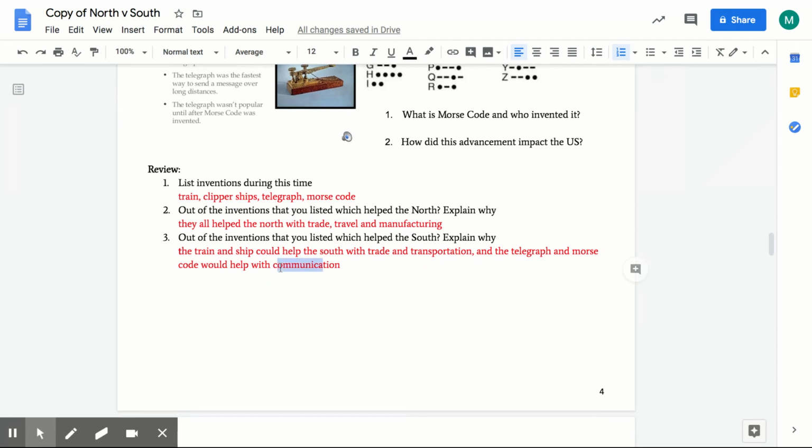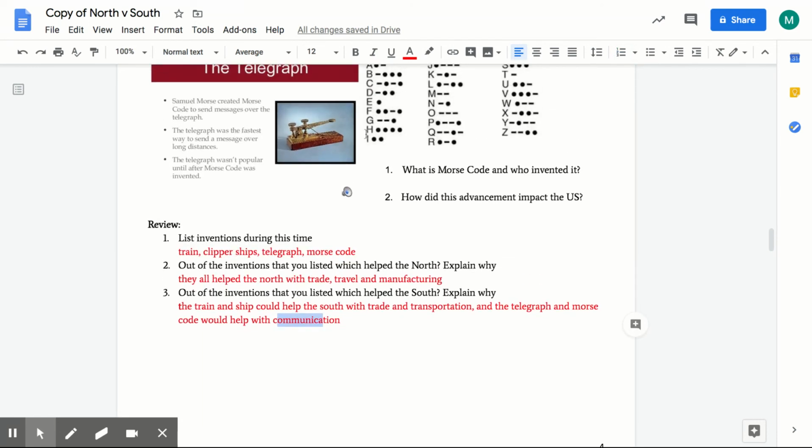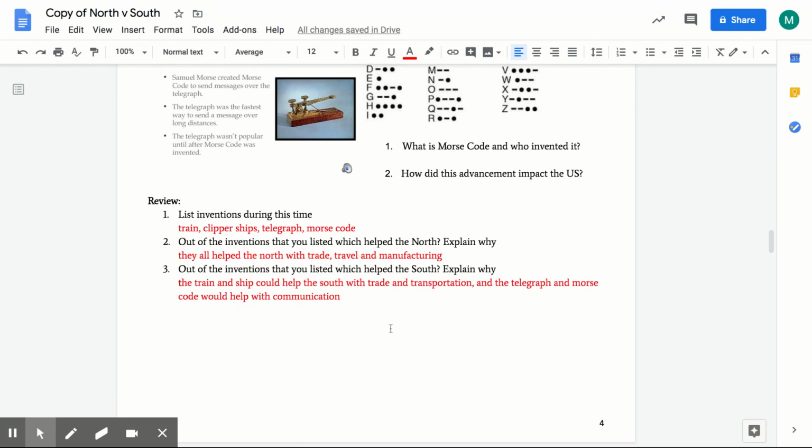And obviously communication with the telegraph is going to benefit the North and the South, because they had to communicate with one another. The North had what the South didn't have and the South had what the North didn't have, if that makes sense. So they had to talk. They kind of relied on each other.